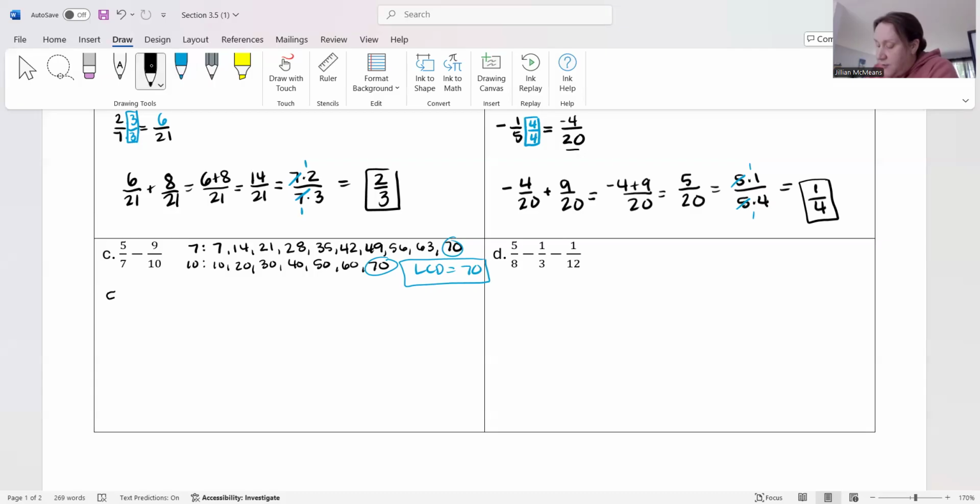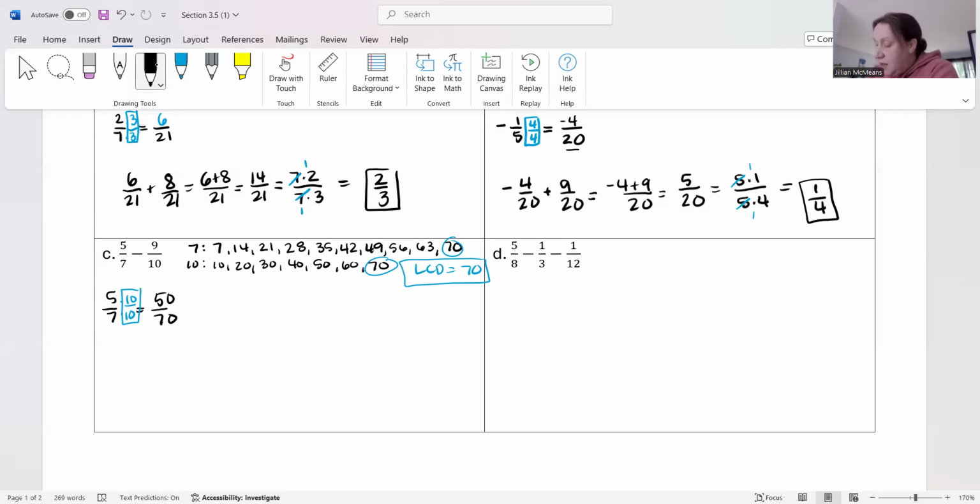So I have 5/7, but I know I need it to be something out of 70. So what do we multiply 7 by to get 70? Well, we would multiply by 10. So I want to multiply top and bottom by 10. Remember, I'm really just multiplying by a weird form of 1, so I'm not changing the value of 5/7, just its appearance. So let's see, 5 times 10 is 50. So I get that 5/7 is equal to 50/70.